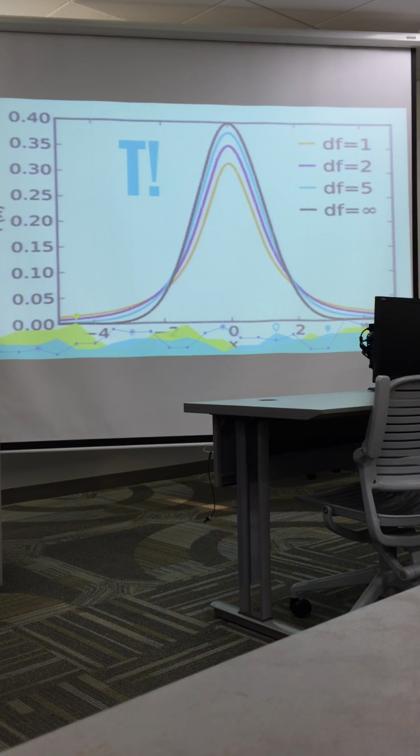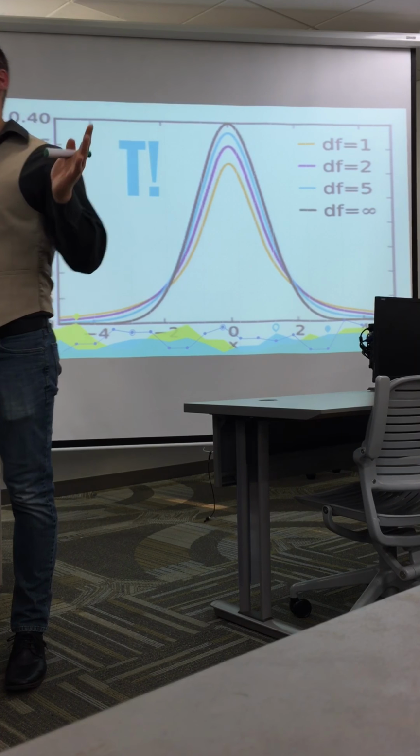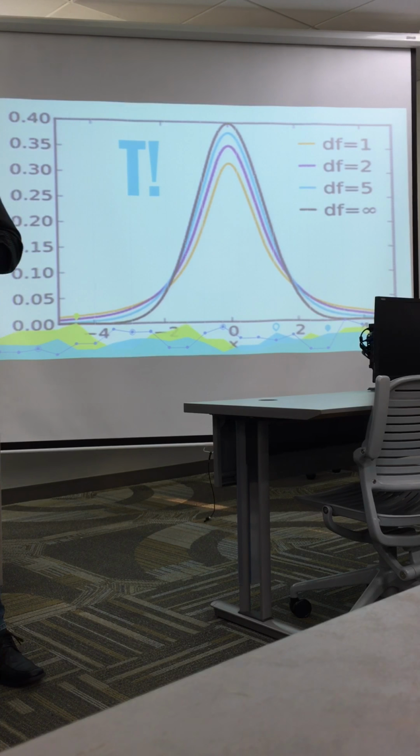on your degrees of freedom. With Z values, the Z value 1.96 is always your two-tailed critical value. That's not true with T. With T, your critical value will change depending on your sample size.